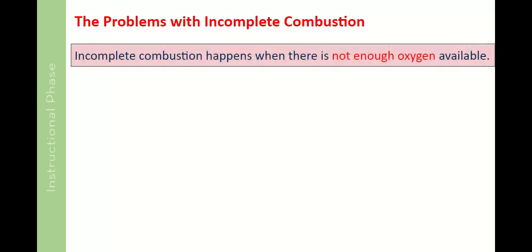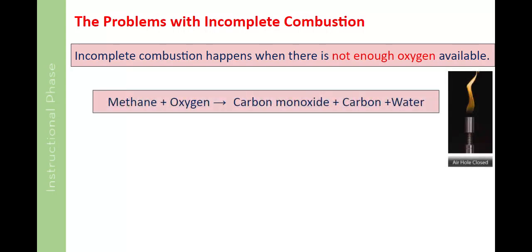Okay, so the problem with incomplete combustion. Now, we know that combustion happens when you burn a fuel. Incomplete combustion is when there is not enough oxygen available. So the word equation would be methane plus oxygen, methane being our gas that we're burning, our fuel, makes carbon monoxide plus carbon and water.